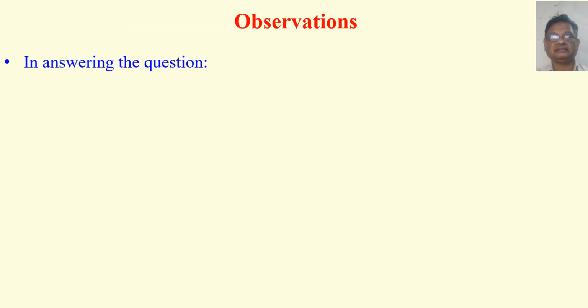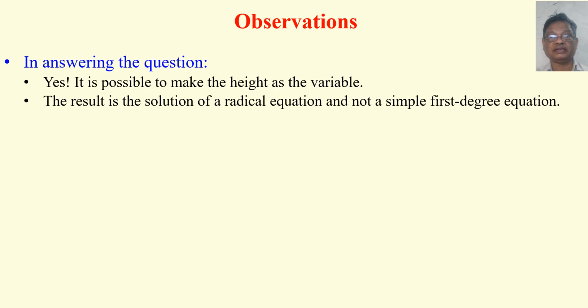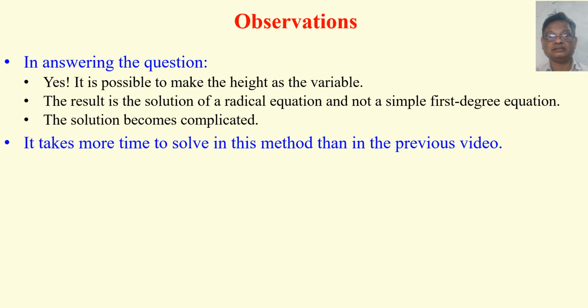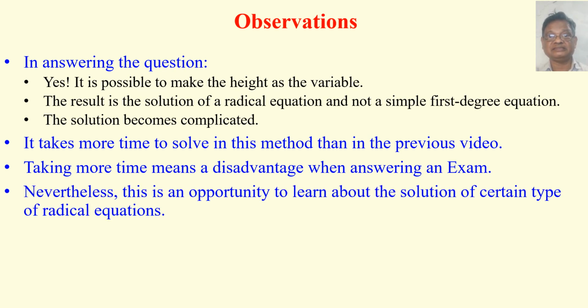Observations. In answering the question, yes, it is possible to make the height as the variable. The result is the solution of a radical equation and not a simple first-degree equation. The solution becomes complicated. It takes more time to solve in this method than in the previous video. Taking more time means a disadvantage when answering an exam. Nevertheless, this is an opportunity to learn about the solution of certain types of radical equations. Now I conclude my observations.